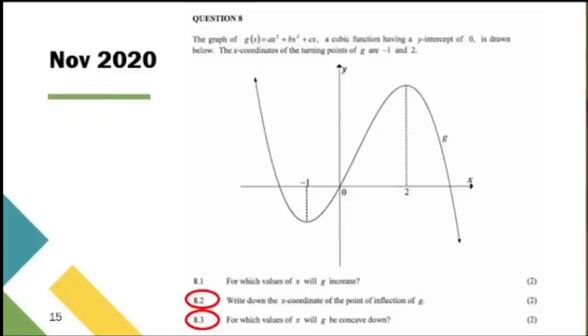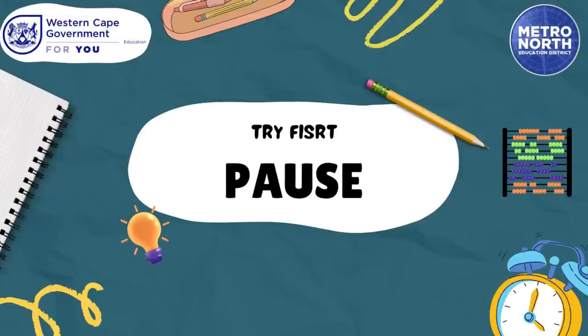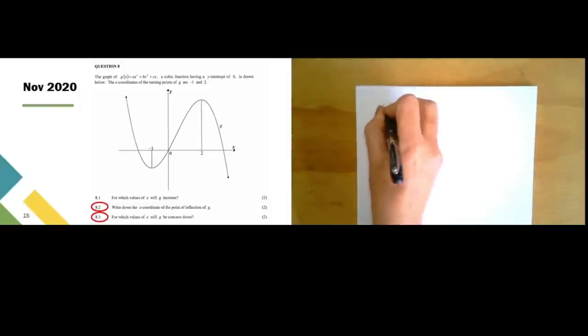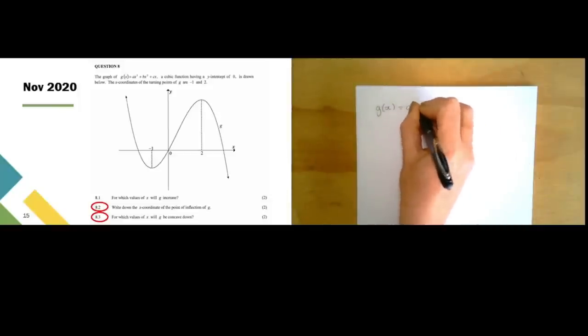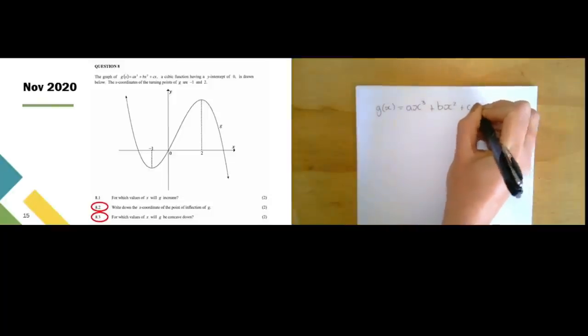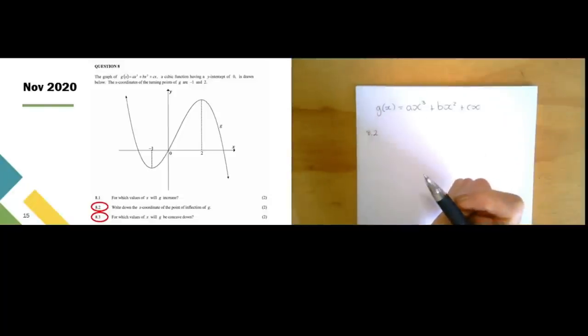If I look at November 2020, question 8.2, they asked me to write down the x-coordinate of the point of inflection of g. They've given me g(x) equals ax to the power of 3 plus bx squared plus cx. I haven't worked that out yet, so I don't know what a, b, and c are. But in 8.2, they're just asking me to write it down. They don't even ask me to calculate it. Write down the x-coordinate of the point of inflection of g.